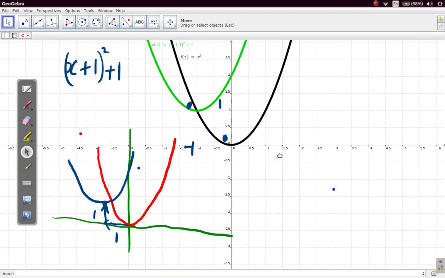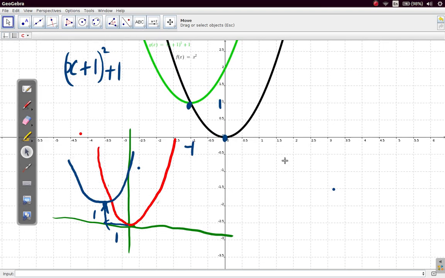So let me put this back here. Good. So what happened? (x plus 1) all squared plus 1 is really x squared shifted 1 unit to the left and 1 unit up. You see that.